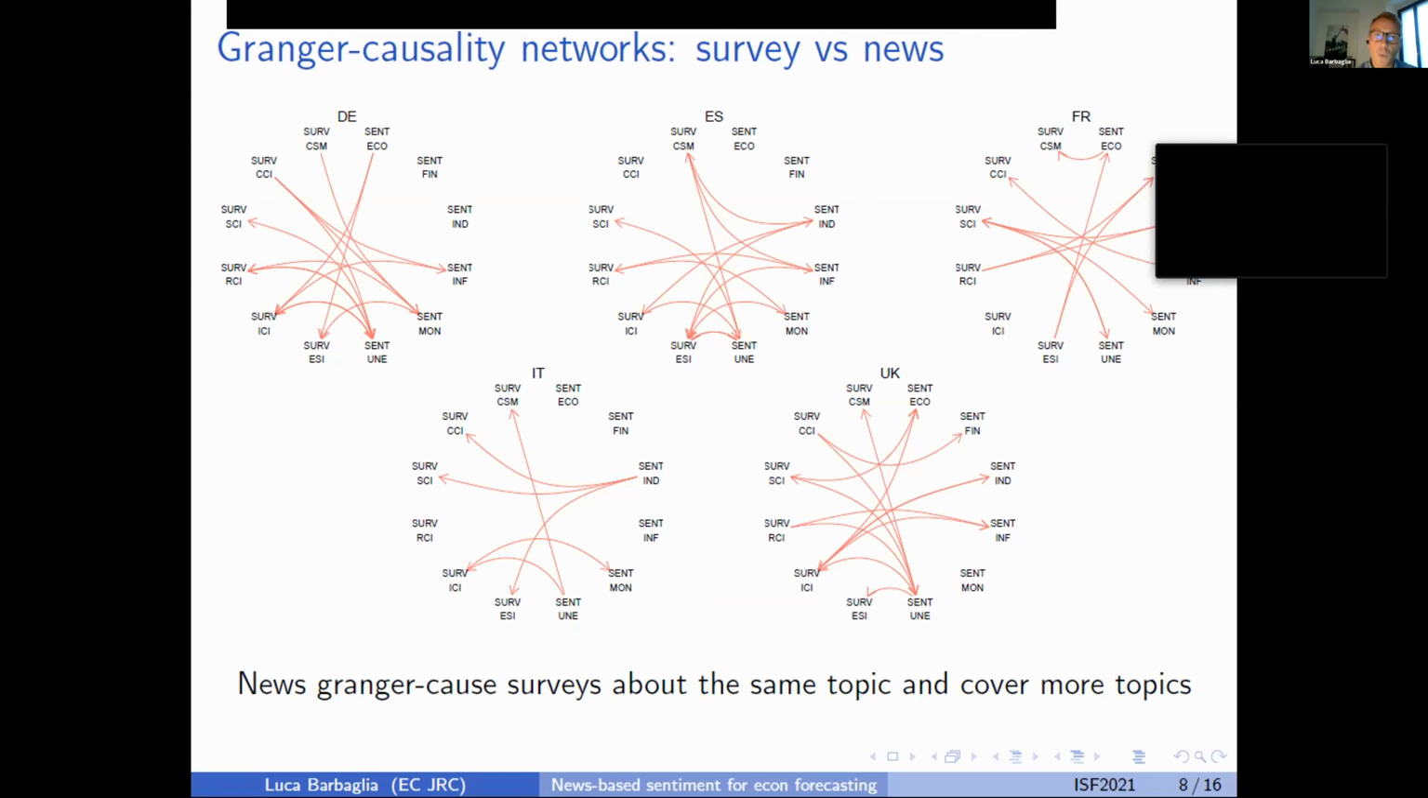And second of all, we see that most of these outgoing Granger causal relations from news to surveys are actually coming from topics that are similar to the ones that are mapped in the surveys. So topics that are not covered within the surveys, like for instance the status of the financial sector or monetary policy sentiment, do not show any Granger causal relations outgoing towards the surveys. And this possibly indicates the fact that some areas are not covered by the surveys, and news can complement those gaps.